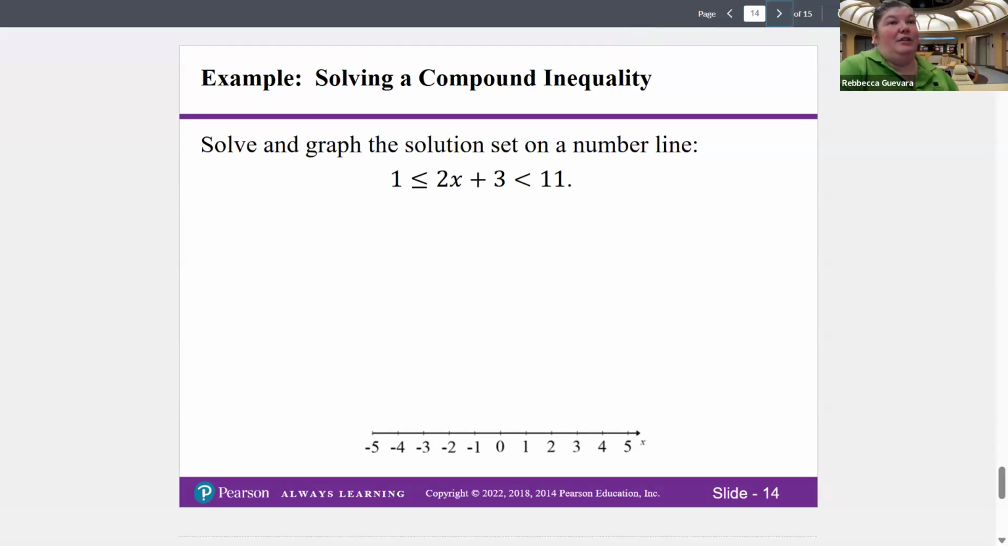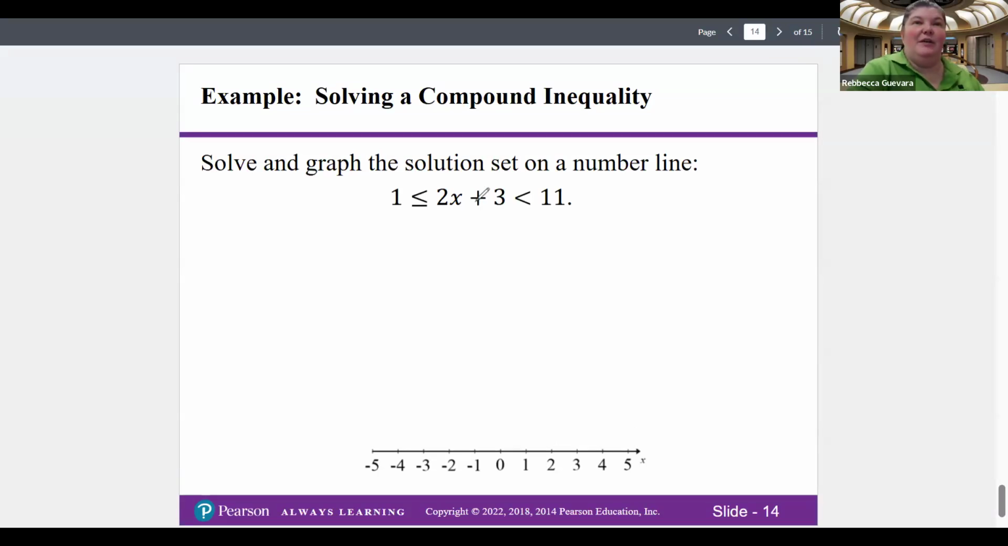Now, if we have a compound inequality, what we do is we treat everything the same way again, except that when I try to isolate that x, so I have this 3 here, I would subtract that 3 from all 3 pieces. So everything gets a -3. So this is -2 is less than or equal to 2x, which is less than 8.